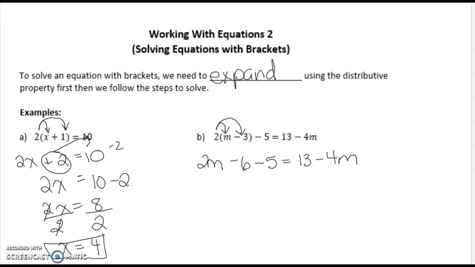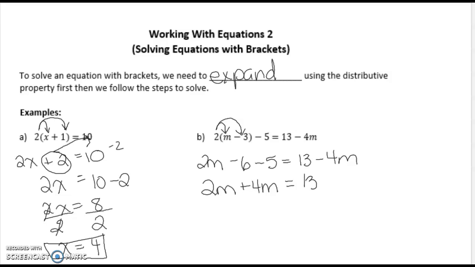Okay, now we're going to start collecting our like terms. We can keep our equal signs lined up. So we'll put our m's on the left side. So I'm going to have 2m over here. I'm going to move this negative 4m over to be a positive 4m. Okay, and then we have our equal sign over here.